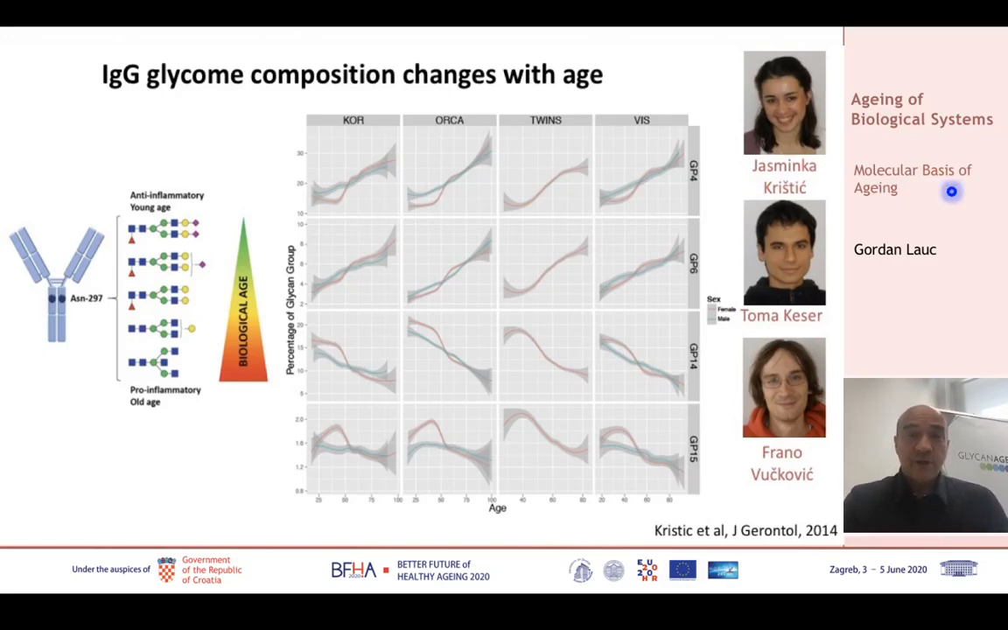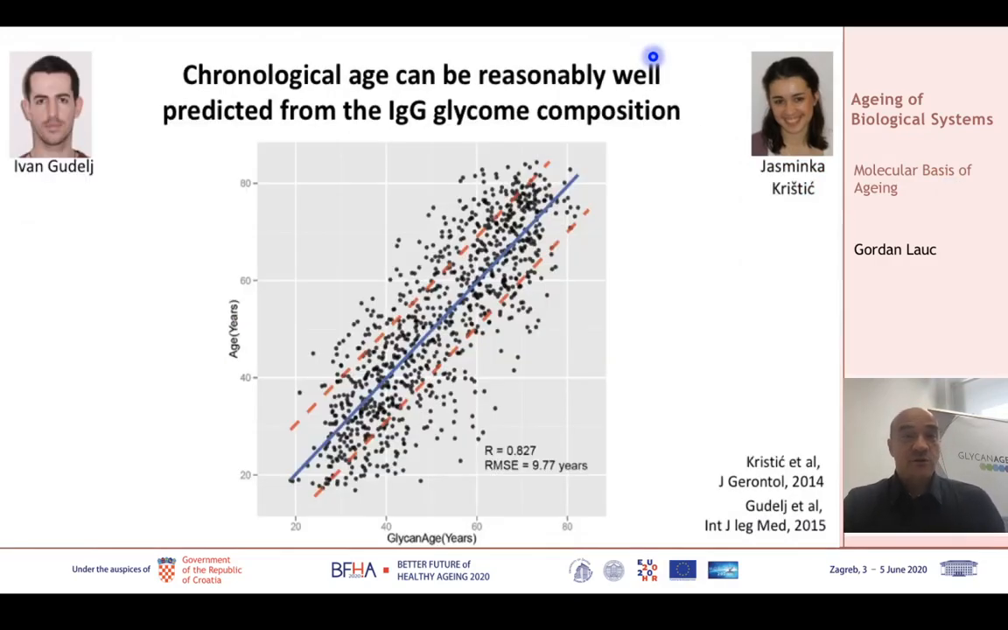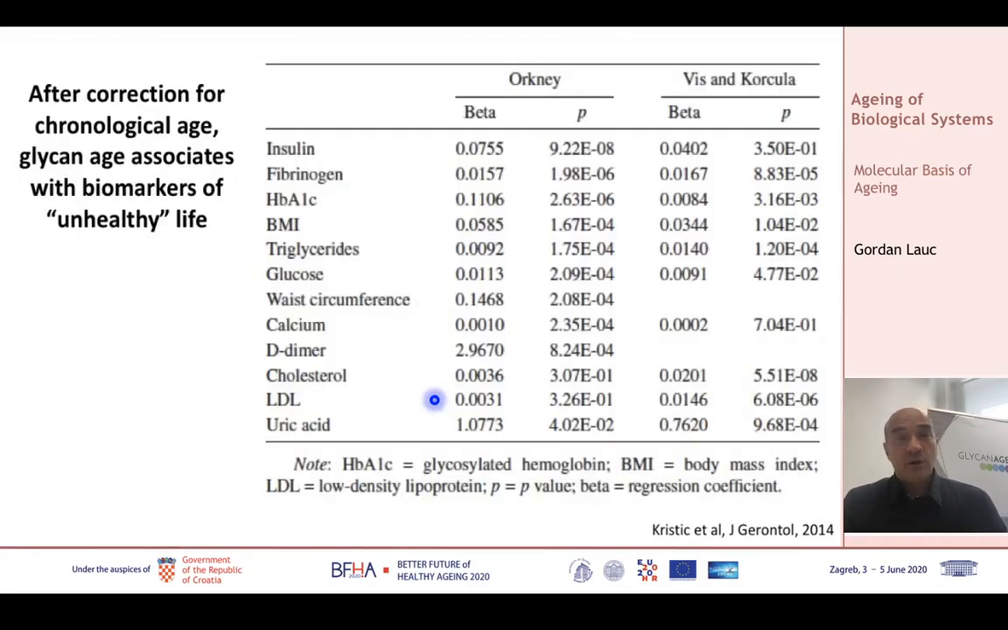If we just analyze IgG glycans from a person, we can predict the age of that individual plus or minus 9 years. But even more importantly, the difference between the chronological age and something we call the GlycanAge is explained by all known biomarkers of unhealthy life. Practically, what we see is that people who live a healthier life would have a lower GlycanAge, meaning they would have fewer pro-inflammatory glycans in their circulation than people who live an unhealthy life.